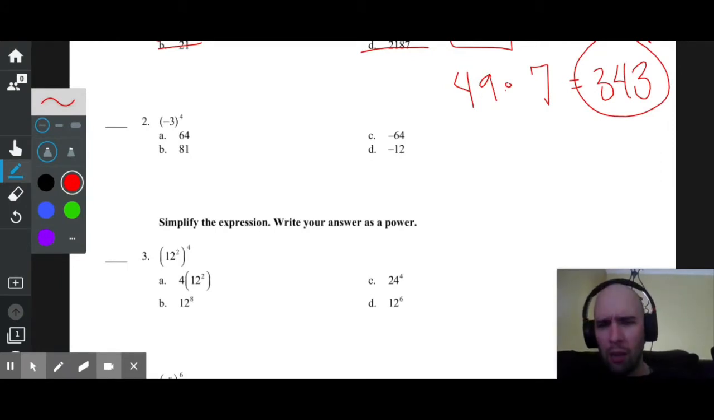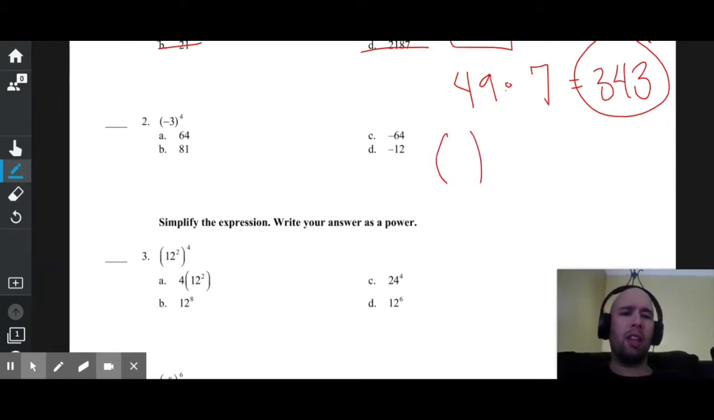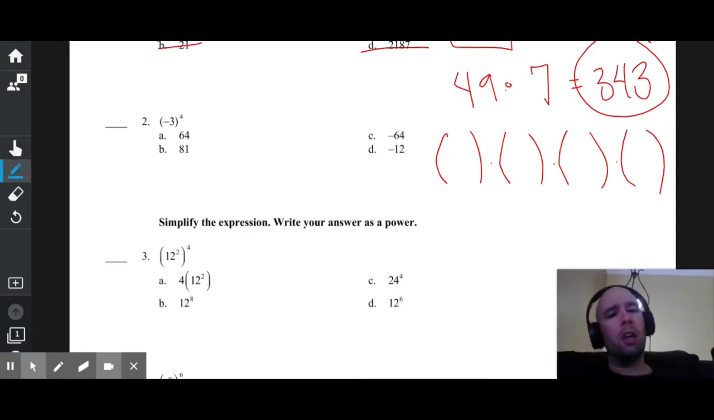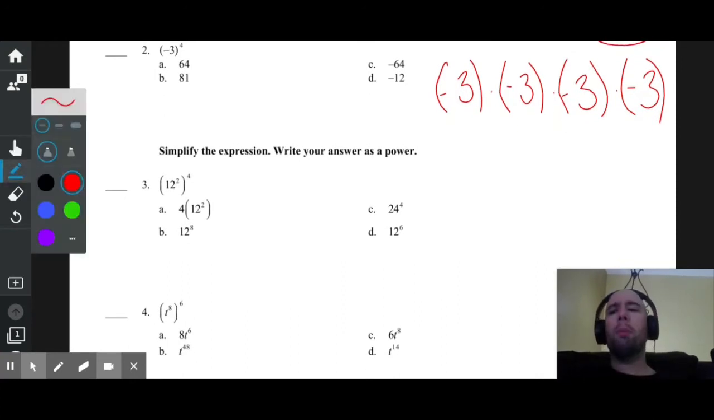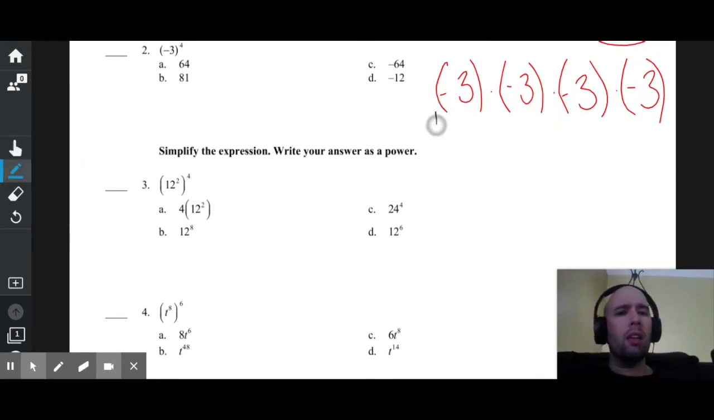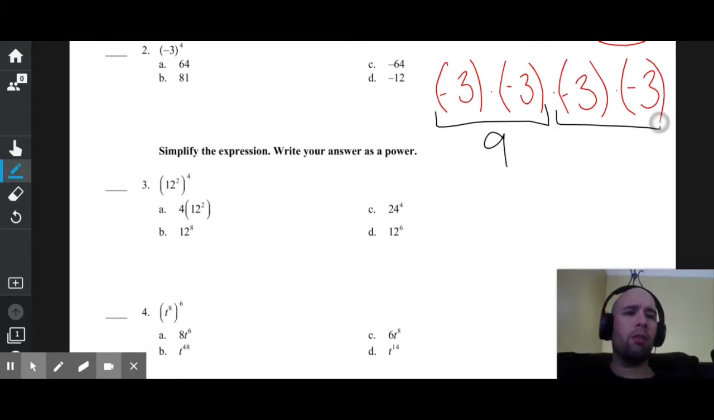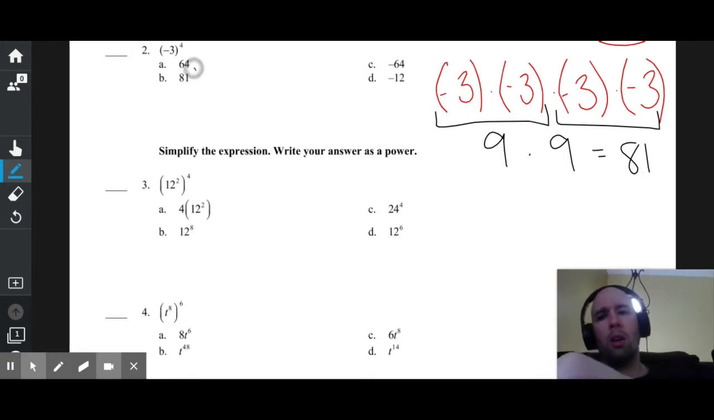All right, so we have a parentheses connected to a 4 exponent. So I'm going to write out the parentheses 4 times. Inside each parentheses is -3, -3, -3, -3. And let's just do this one step at a time. -3 times -3 is +9. So why don't I do that again? -3 times -3 is +9. And +9 times +9 is 81. Actually, it was a whole lot easier than I was going to originally do.